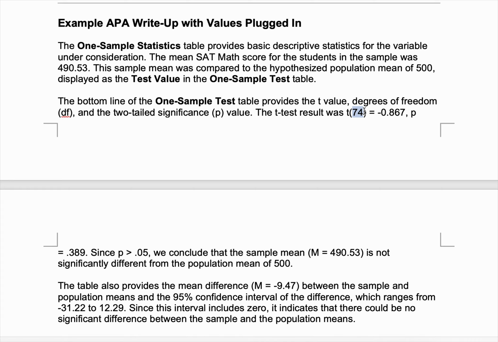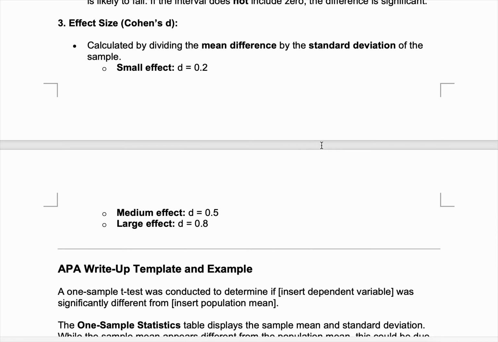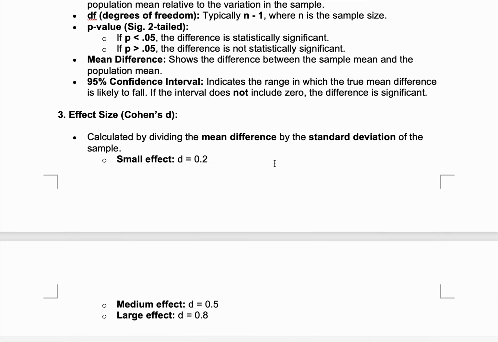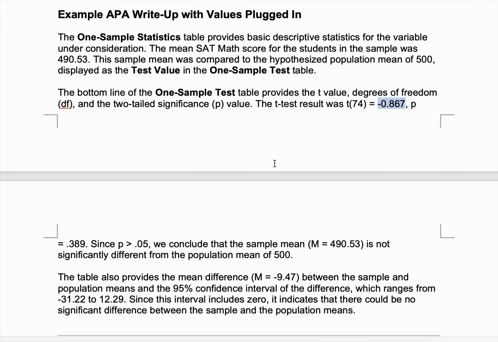So you can use that output and match up with where those numbers came from. So for instance, I have a 74, I have negative 0.867, and I can go back to my output and I can say, okay, my 74 came from right here. My negative 0.867 came from here. And so that just kind of helps you mix and match things to see how to get to the actual write-up. And that is a one sample t-test.